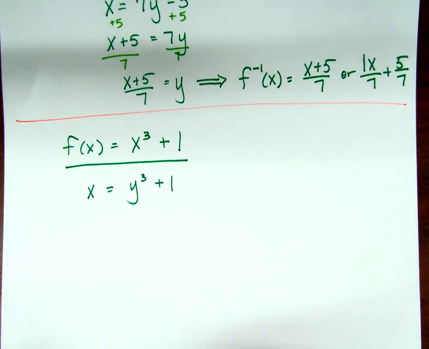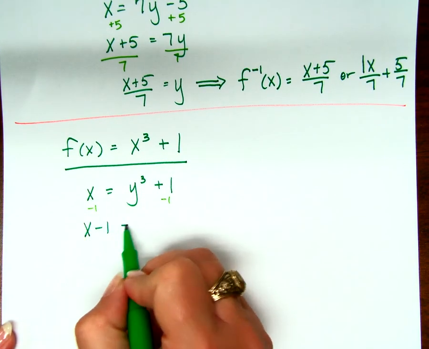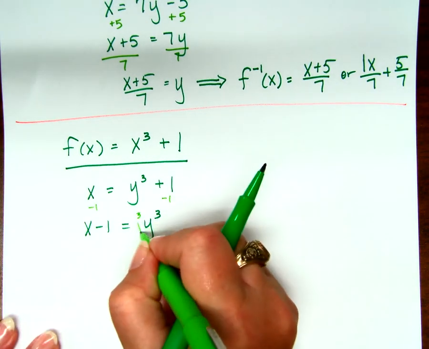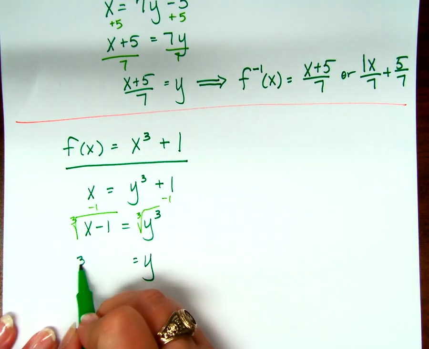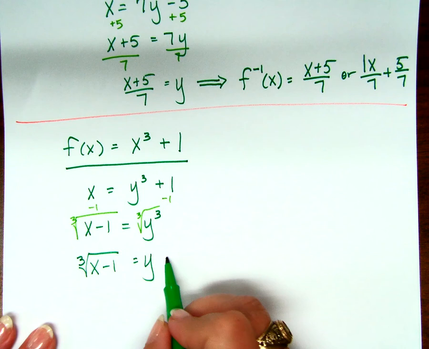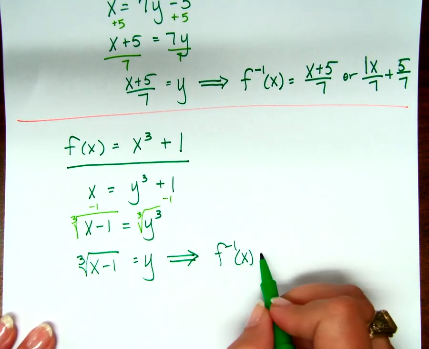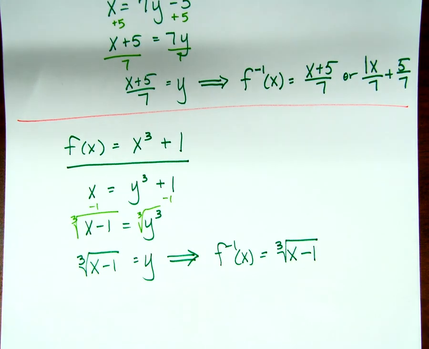So now to solve for y, what do we do first? Subtract 1 from both sides. X minus 1 equals y to the third. How do we undo a y to the third? Cube root on both sides here and here. So y is going to equal the cube root of x minus 1. So in our correct notation, f negative 1 of x, our inverse function, equals the cube root of x minus 1. Okay? Any questions about that? You got it okay?